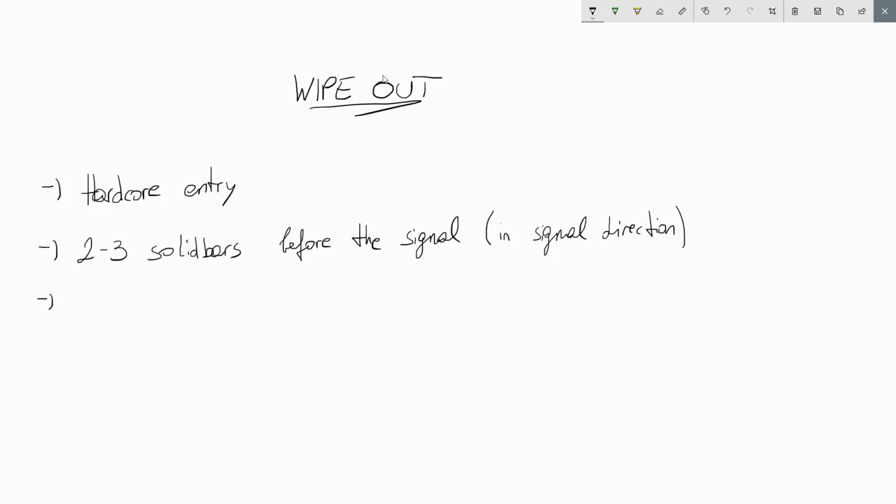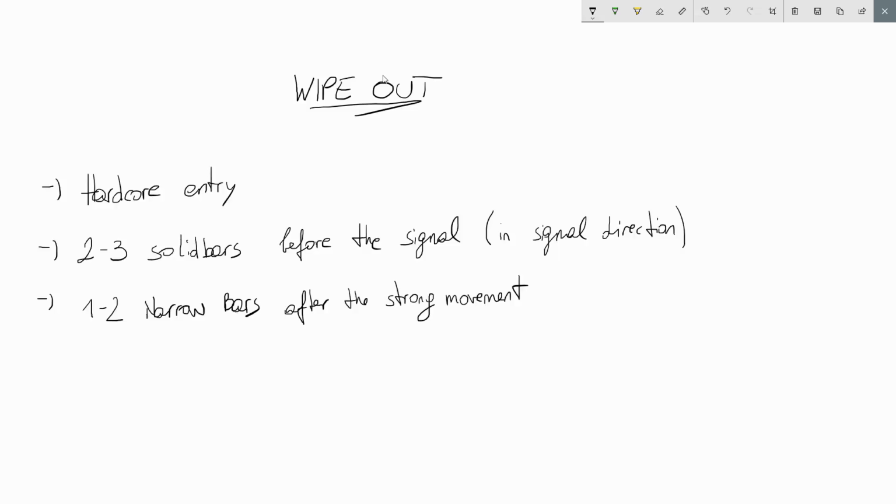Our signal bar will be, after these 2 to 3 solid bars, 1 to 2 narrow bars. And those narrow bars come after the strong movement. I have some great examples in Agena, so you will understand what I'm talking about in a second.